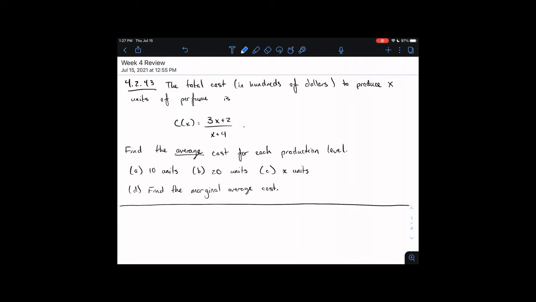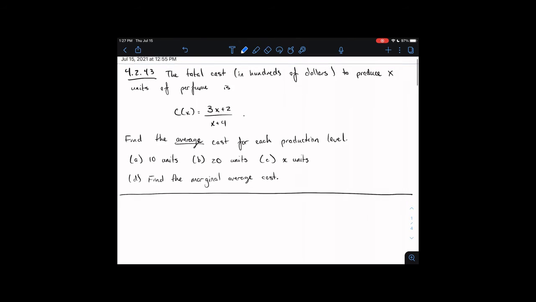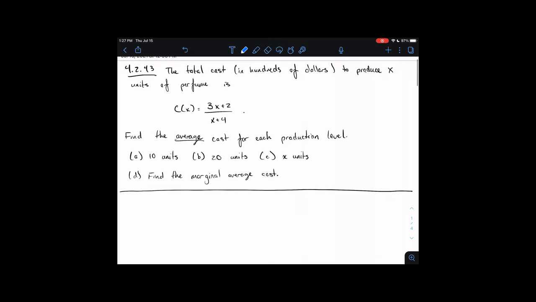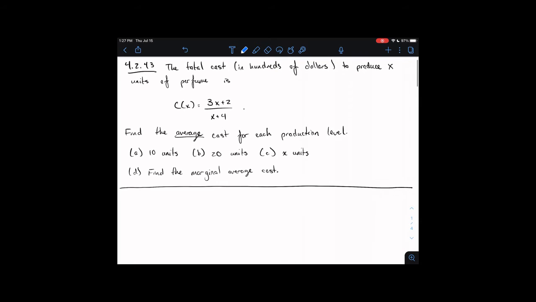The first problem we have today is in the section about quotient rule and product rule, and it's a word problem. It states that the total cost in hundreds of dollars to produce x units of perfume is given by the function C of x equals (3x plus 2) over (x plus 4). Find the average cost for each production level. A, 10 units, B, 20 units, C, x units, and then D, find the marginal average cost.